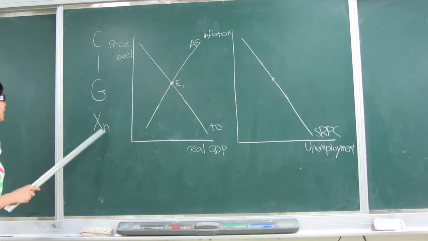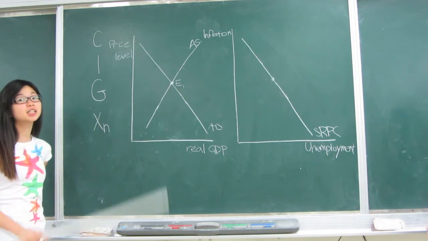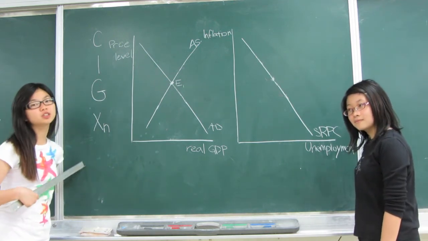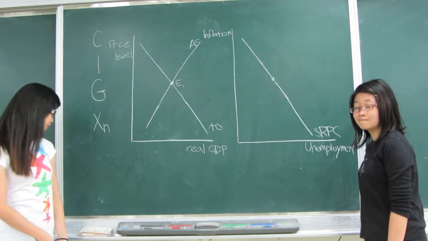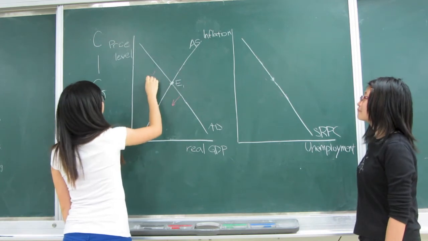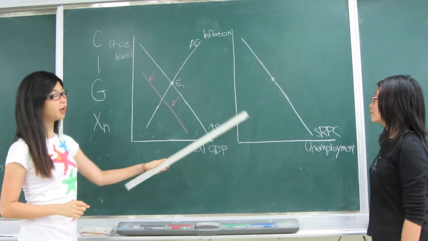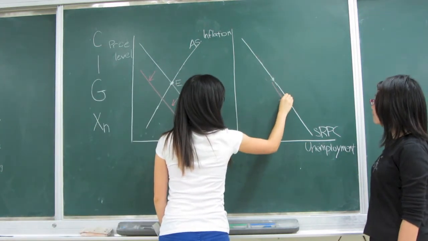So here's the last element of AD, X minus M, which means exports minus imports. So what if one day all the countries in the world decide that they don't want to buy Taiwan products, and therefore AD would shift to the left, which would correspondingly on the SRPC curve cause a movement downwards.